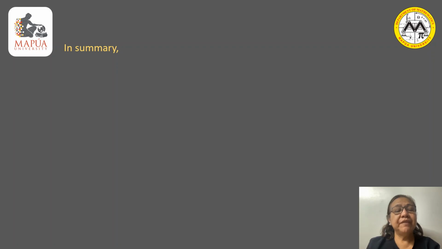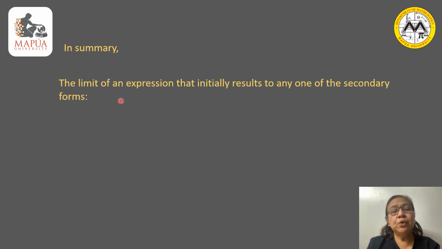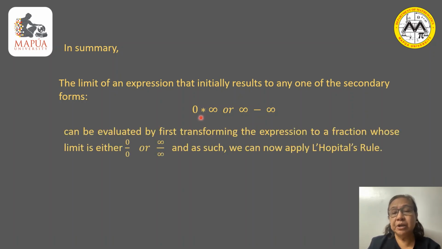To summarize what we have in this lesson, if we are evaluating the limit of an expression that initially results in one of the secondary indeterminate forms, either the 0 times infinity or the infinity minus infinity form, then what we can do first is transform the given product or the given difference into a fraction, whose limit would be either of the 0 over 0 or the infinity over infinity form. And when we have a limit of either of these forms, then we can already apply L'Hopital's rule and hopefully come up with a finite limit.